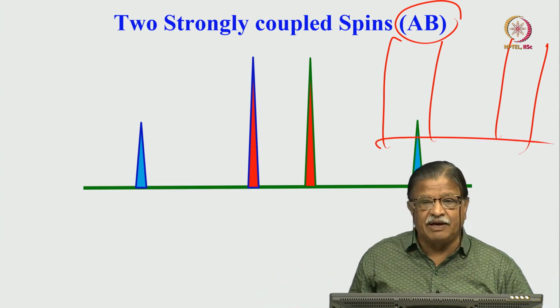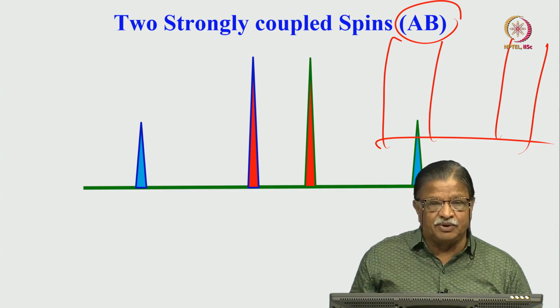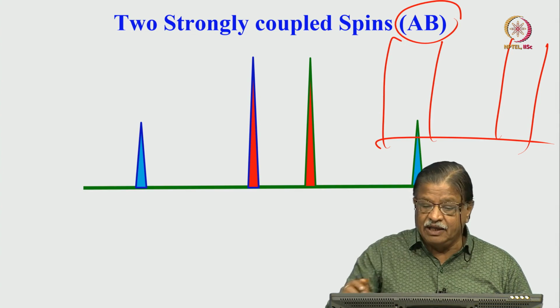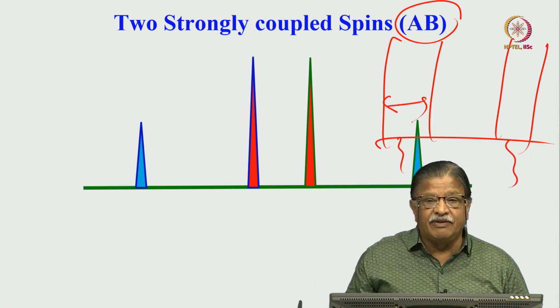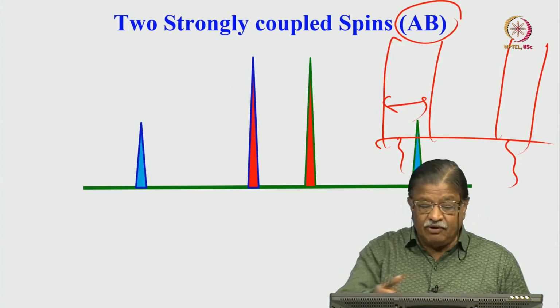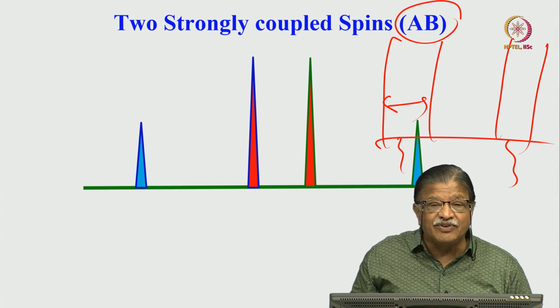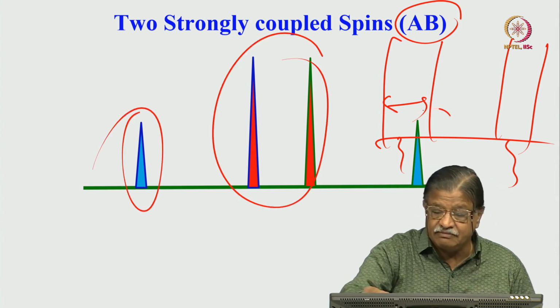I gave you an example of two protons, A and X, coupled. Just a couple of slides back, I showed you a weakly coupled example. This is the chemical shift of A and this is the chemical shift of X, this is JAX, and I said it is a weakly coupled two-spin case. But look at the strongly coupled case. What is the difference you see? The central lines are more intense than the outer lines.